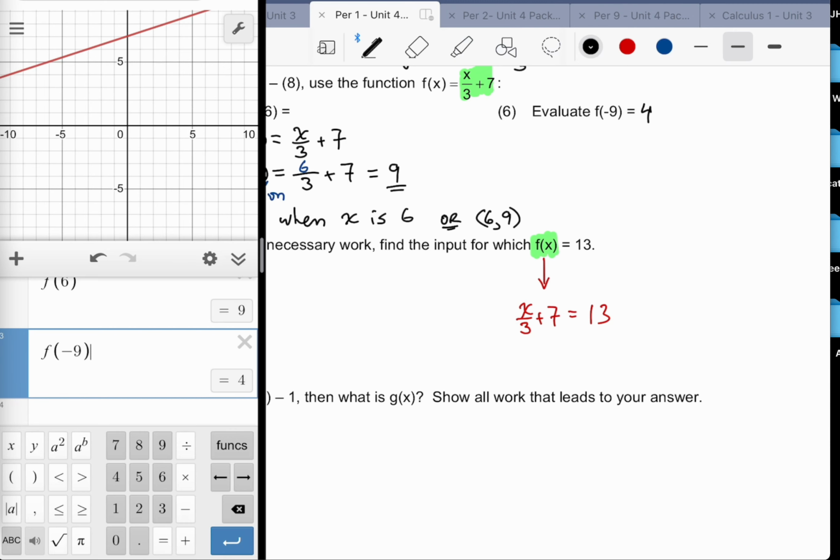Essentially we're looking to solve this equation, and you can solve it any way you'd like. If I'm doing it algebraically, I'm going to multiply everything by 3, both sides. So I'll get x plus 21 is equal to 39. I'm going to knock off the 21, and in doing so I'll get my answer: x is equal to 18. So I could do it that way.